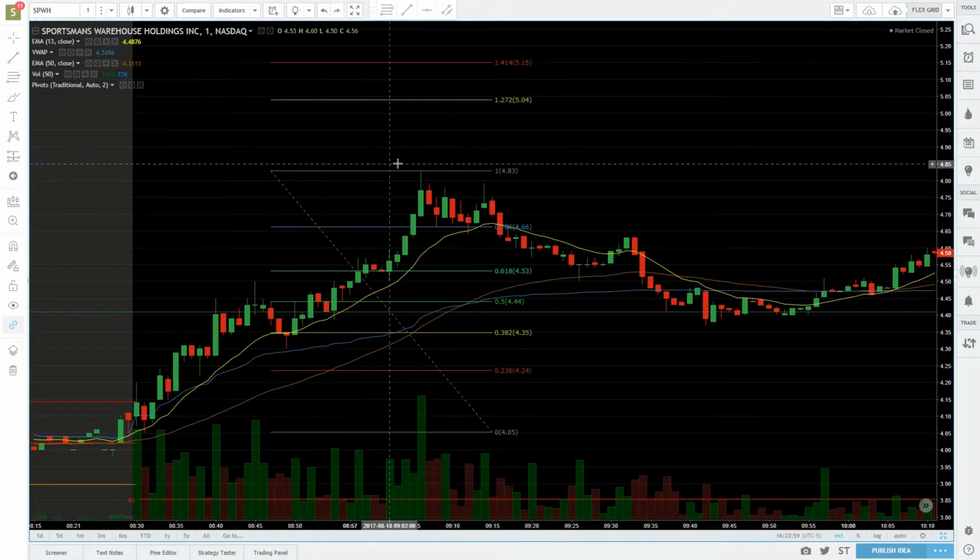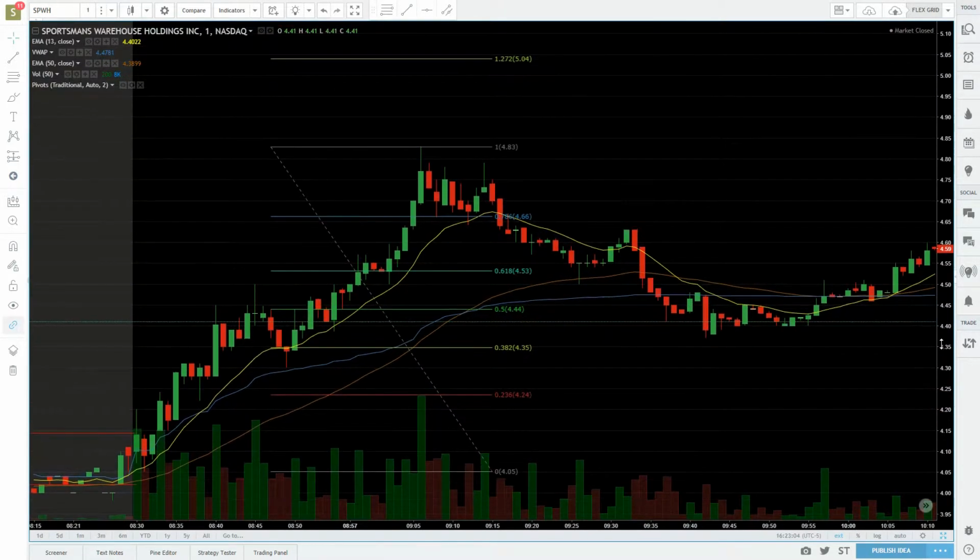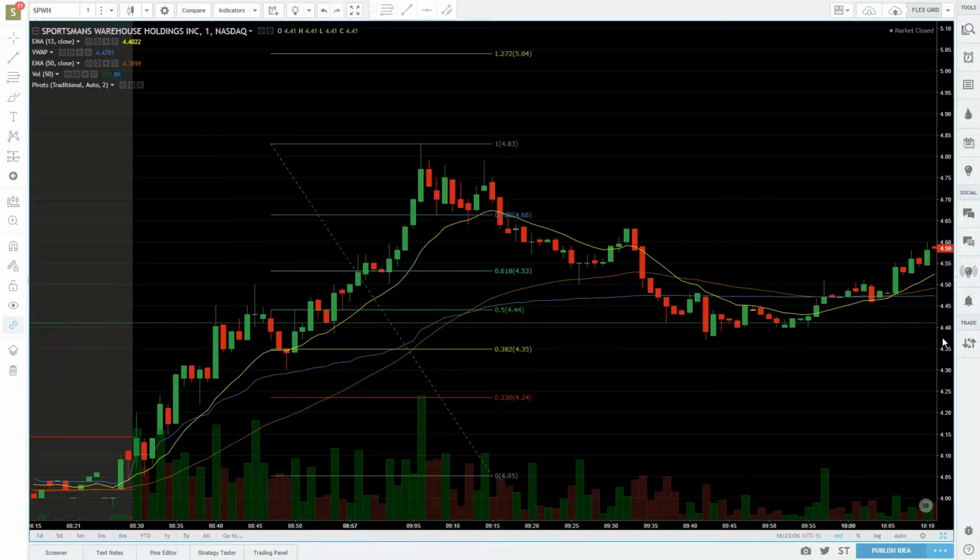Every line is just a Fibonacci ratio in the sequence. Now, I have this set for the numbers that I like. 0.5, or half of the move, is not part of the Fibonacci sequence. It's not a Fibonacci ratio, but in trading, supposedly it's been said that stocks will give back about half of the gains. So I like to see the 0.5 price level to know what's going on.